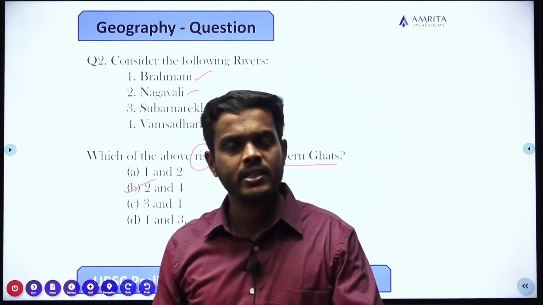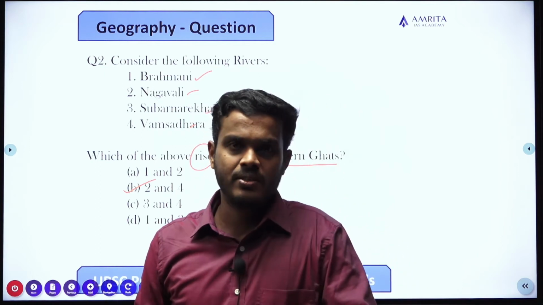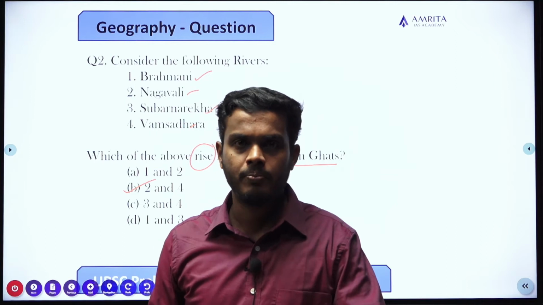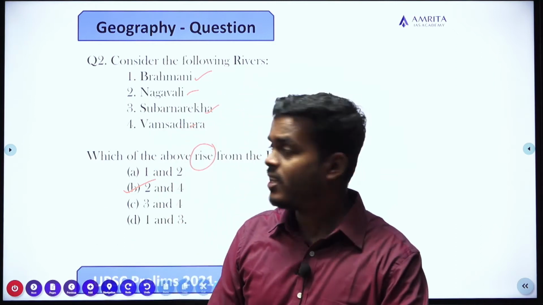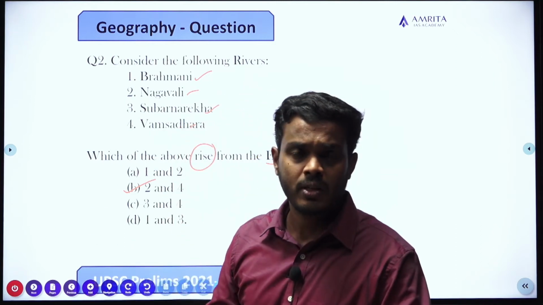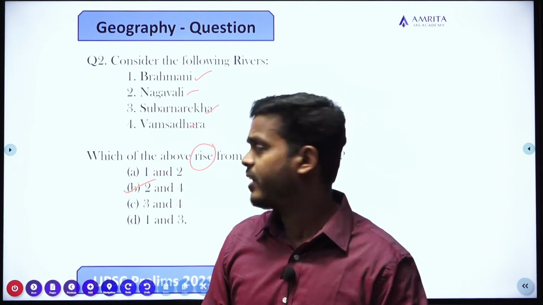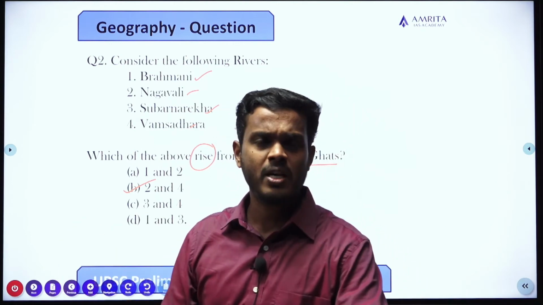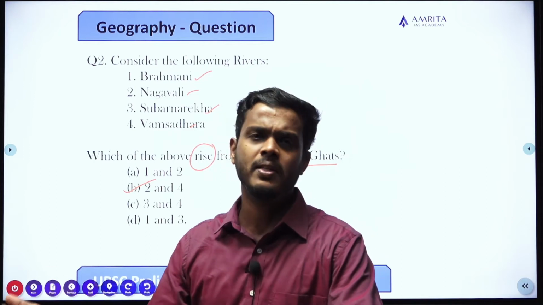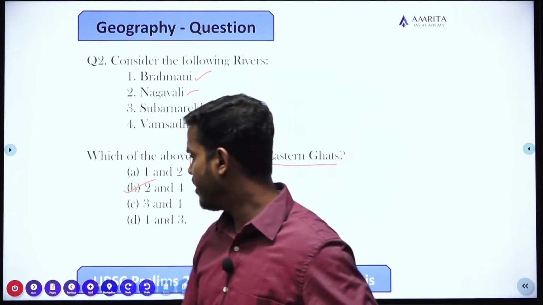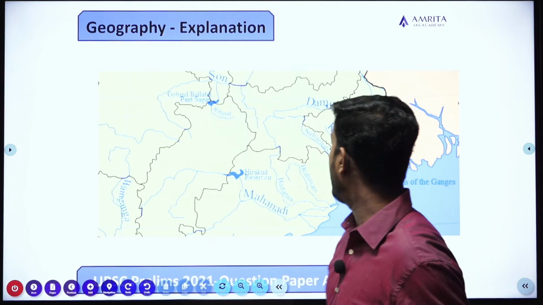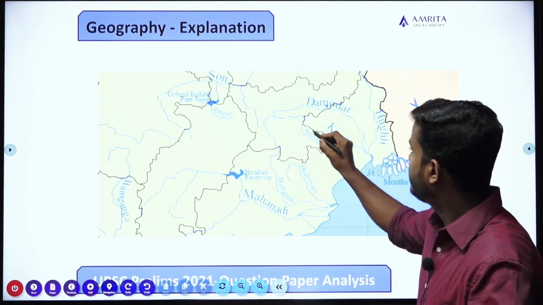These two rivers originate from the Eastern Ghats and flow to the Bay of Bengal. Nagavali is in Odisha and Vamsadhara is in the northern part of Andhra Pradesh. So it is a factual question, but if you are thorough with the map, then it will be easy for you. So this is the map of Subarnarekha.